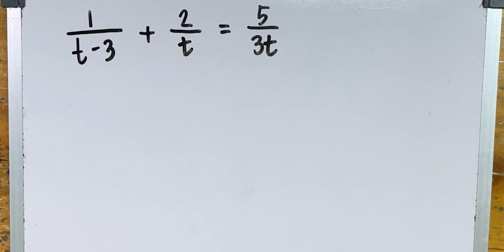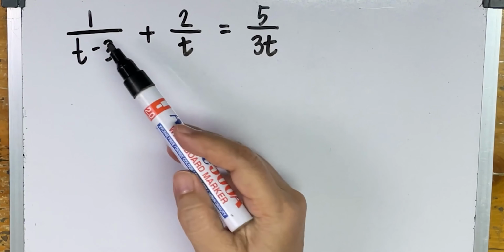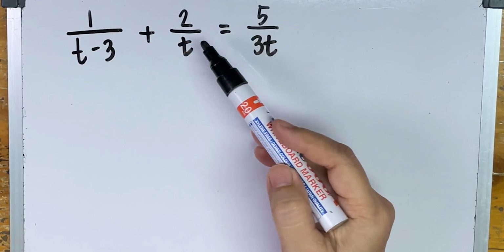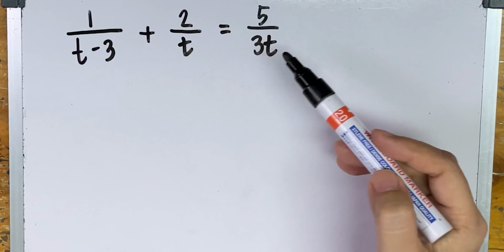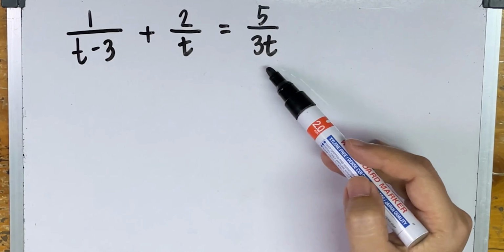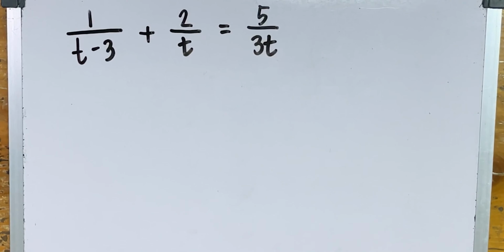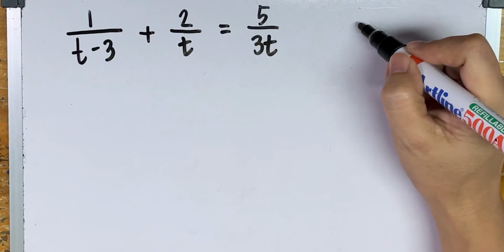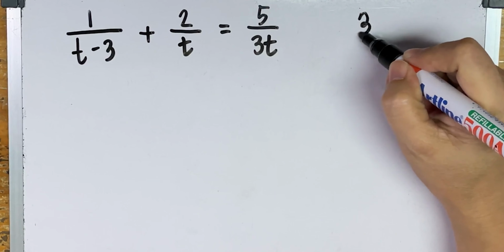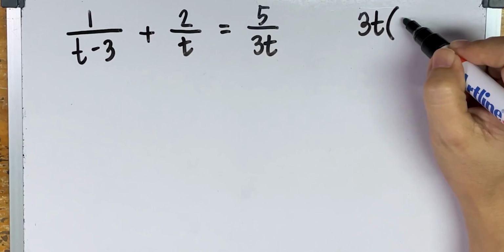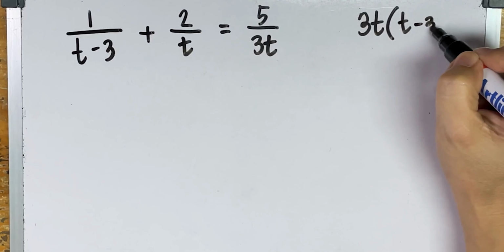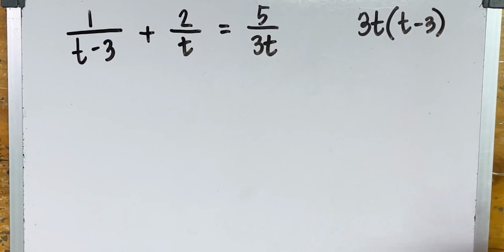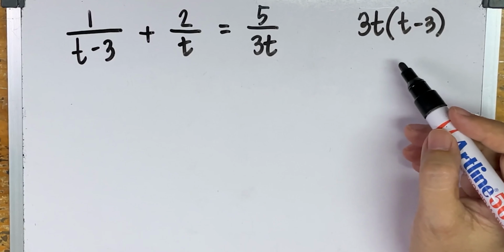Let's take another example. 1 over (t − 3) plus 2 over t is equal to 5 over 3t. So let's get our LCD. Our LCD here would be 3t times the quantity (t − 3). So let's multiply all the terms on both sides of the equation by the LCD.